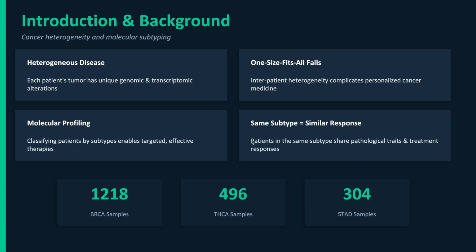Then we can discuss subtyping. Every patient's tumor has unique alterations. Grouping patients into subtypes allows for more targeted and effective therapies because similar subtypes often respond similarly to treatment.